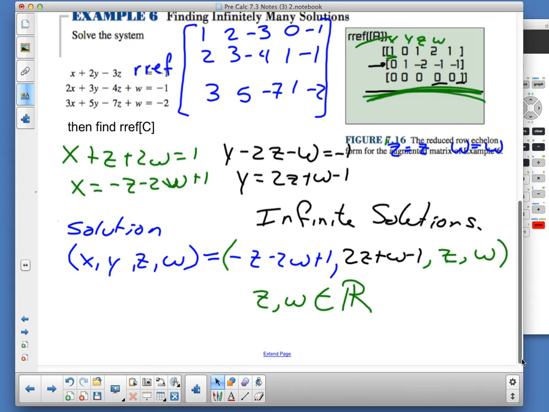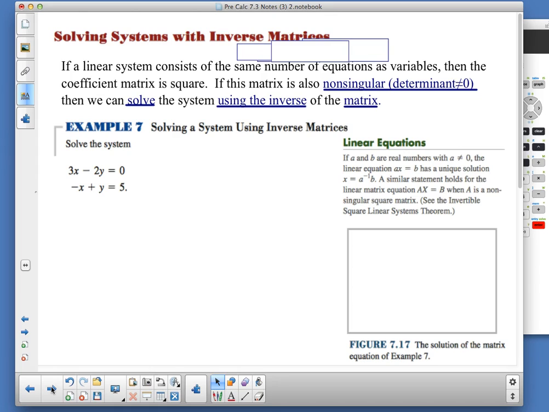Okay, now let's talk about solving skills as we go through. In order to solve systems with inverse matrices, this inverse matrix solving is kind of fun to do.